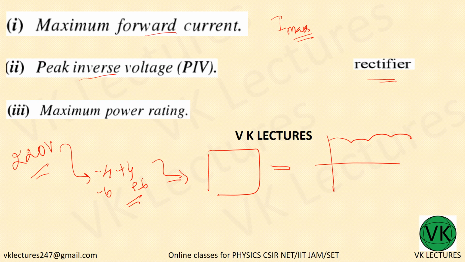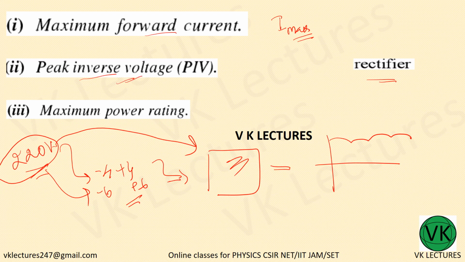This is what we get. Now why do we need to step it down? Why can't we use 220 volt directly in our rectification? Because this has got a peak inverse voltage.